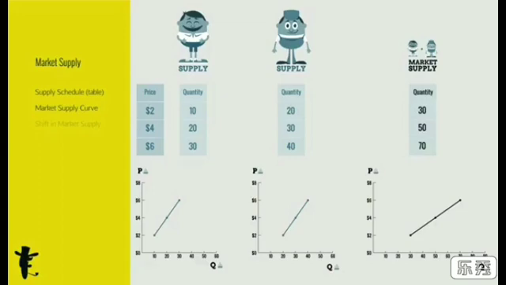Since the market supply is made up of individual supply curves, when an individual supply curve shifts, the market supply curve shifts. Suppose technology improves. Both John and Tom increase their supply of cakes. The supply curves shift right, and the market supply shifts right too.